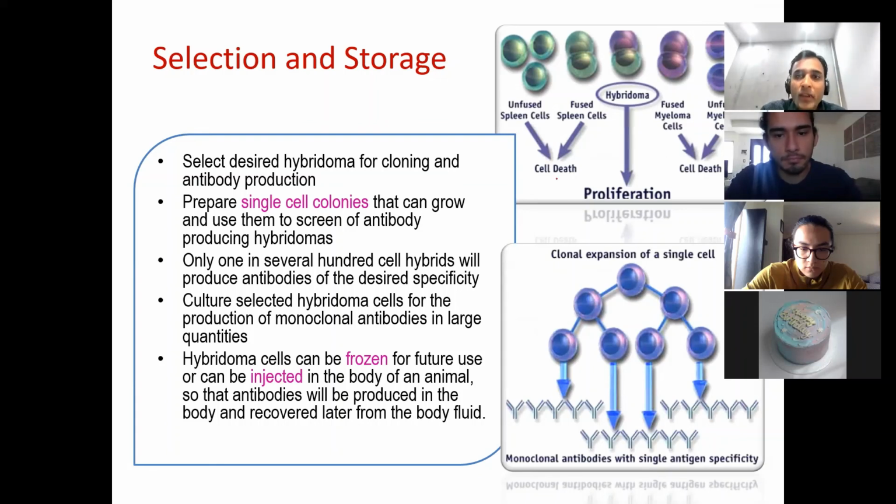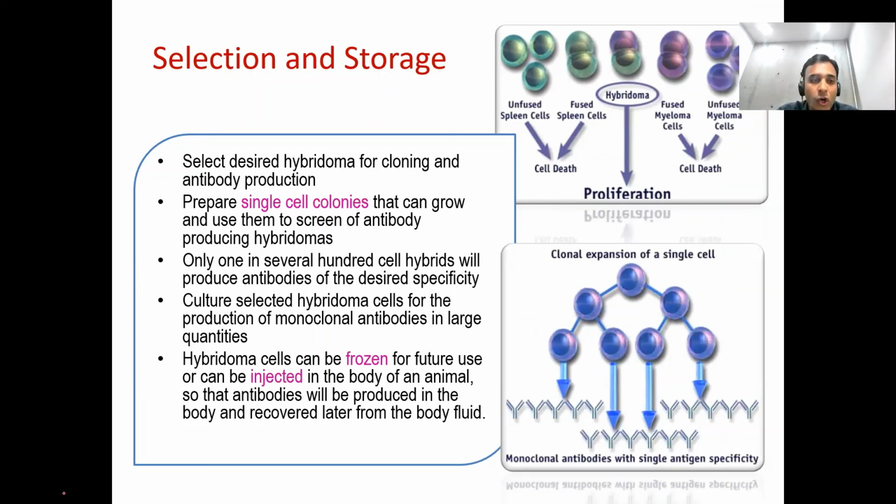But anyway, if you have a cell which is not fused, it is going to die. That is its destiny. Unfused spleen cells will die. Fused myeloma cell with myeloma cell, or unfused myeloma cells, they die. But a hybridoma cell has HGPRT-positive from the spleen cell, right? So it will survive because of one pathway, and the other pathway will be blocked because of aminopterin. So this is the simple logic.